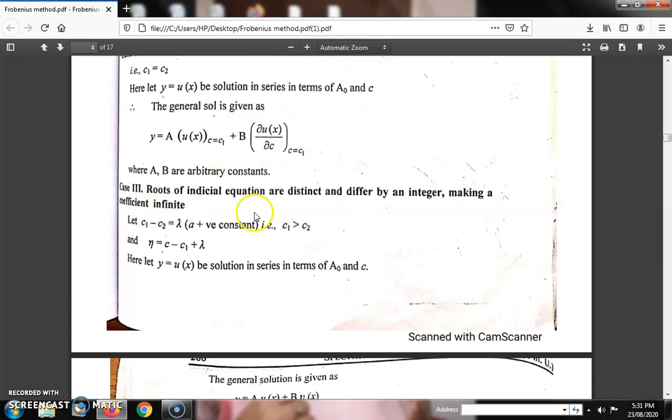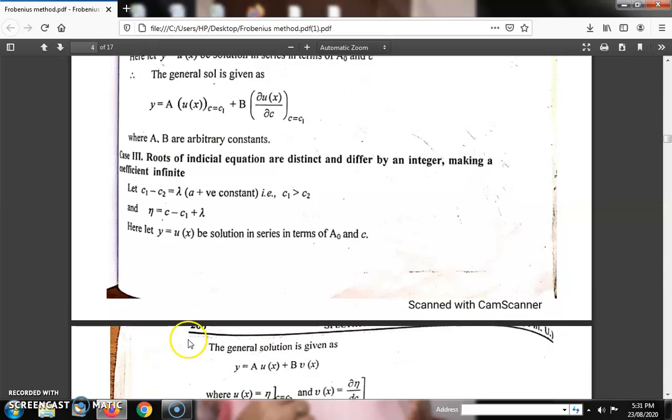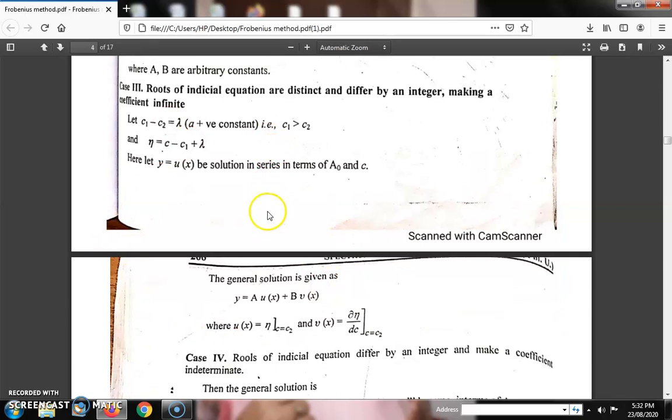Case 3 is that the roots of the indicial equation are distinct and differ by an integer. Roots are different, but here the roots differ by an integer and make a coefficient infinite. Coefficients means a0, a1, a2. They will make some coefficient infinite. We will discuss this method by example, and then I will tell you about this whole procedure.